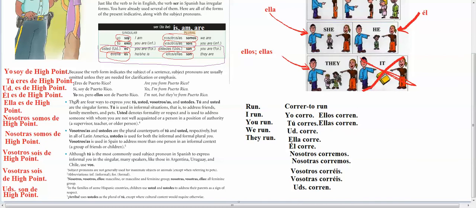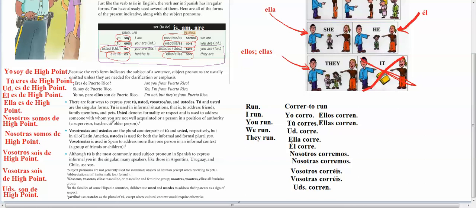Okay, so then they mentioned down here, there are four ways to express you: tú, usted, vosotros, vosotras, and ustedes. Tú and usted are the singular forms. Tú is used in informal situations to address friends, family members, and pets. Usted denotes formality or respect and is used to address someone with whom you are not well acquainted or a person in a position of authority, a supervisor, a teacher, or an older person.